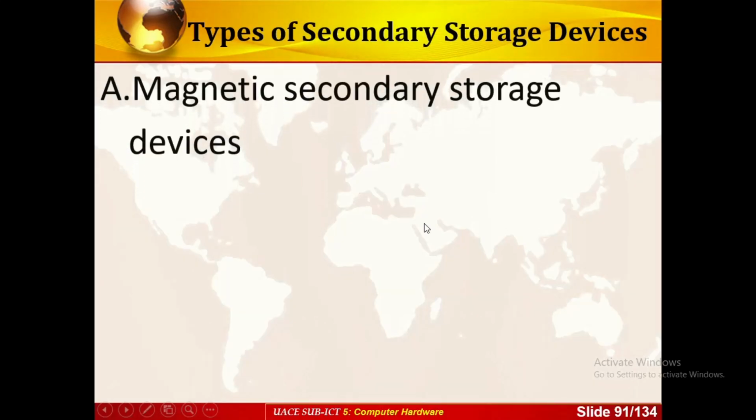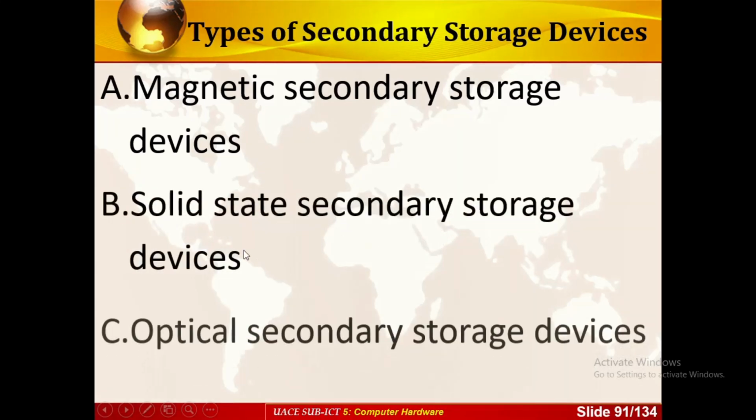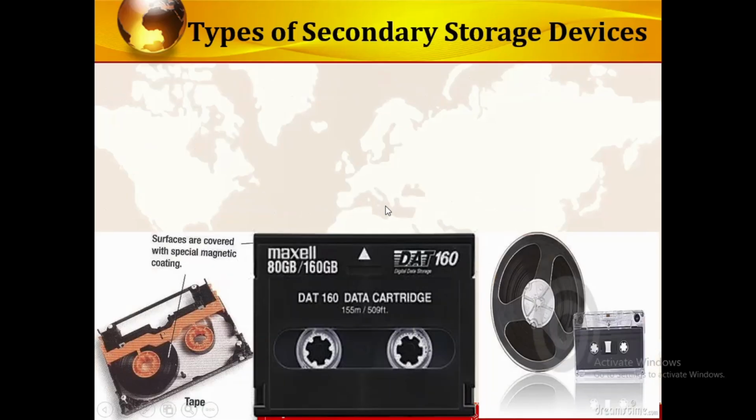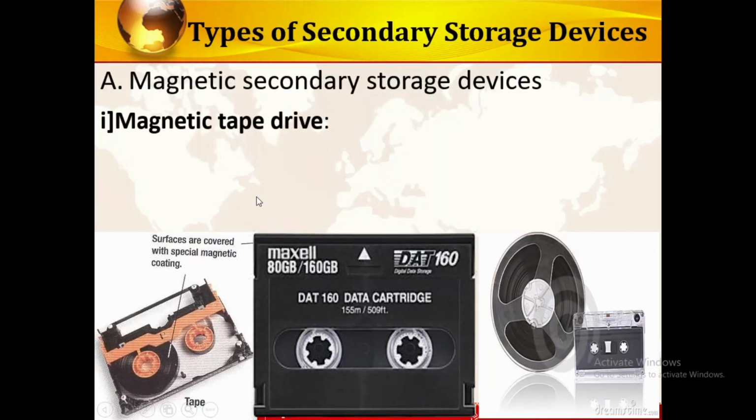Then we have the types of secondary storage devices. We can start with the magnetic secondary storage devices. We also have the solid state secondary storage devices, and then the optical secondary storage devices. These are the types of secondary storage devices, the devices which keep data for a longer time or permanently. Let's start with the magnetic secondary storage devices, and there we have the magnetic tape.